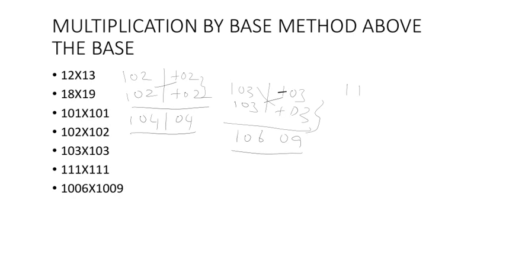Similarly, if we take 111, 111, so it is 11 more than the given base 100. Therefore we have plus 11 and plus 11. When we add these two, we will get 122, and when we multiply these two values, how do I have to take this? 11 into 10 plus 1. Therefore 110 plus 11, it is 121.